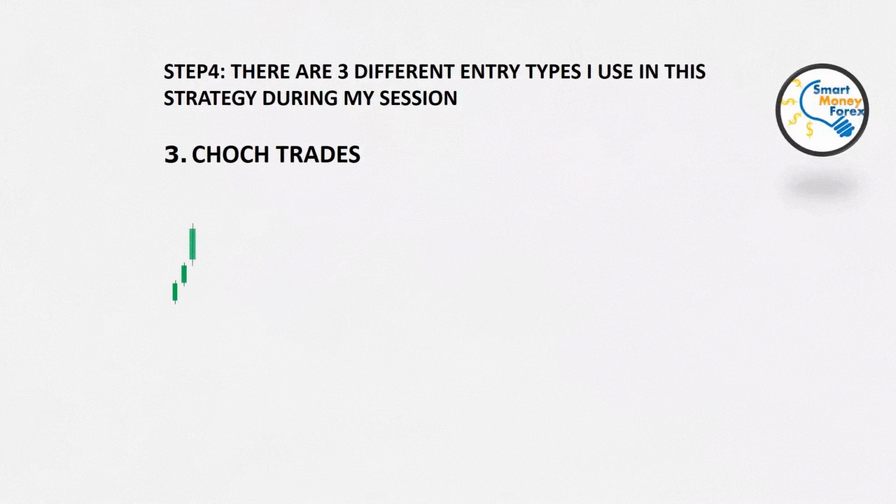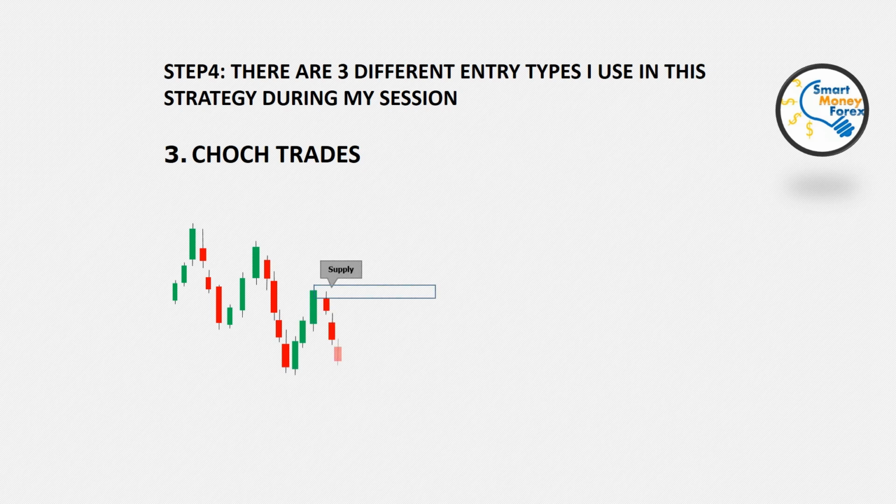Change of character is basically a change in trend. For me, the ideal setup is to have a CHoCH that breaks two minor supply or demand zones. Although a CHoCH could be valid if it breaks one zone, I find it more reliable if it reacts from a higher time frame zone and breaks two minor supply or demand zones.